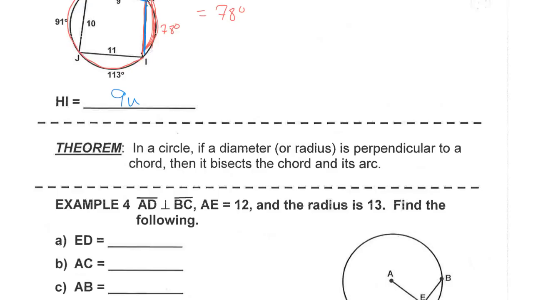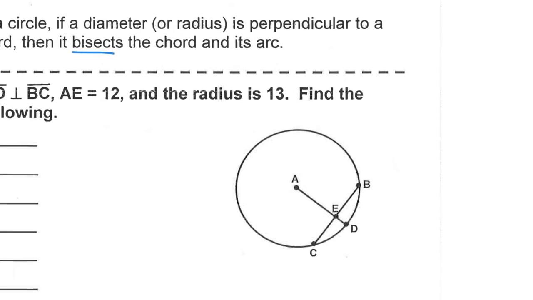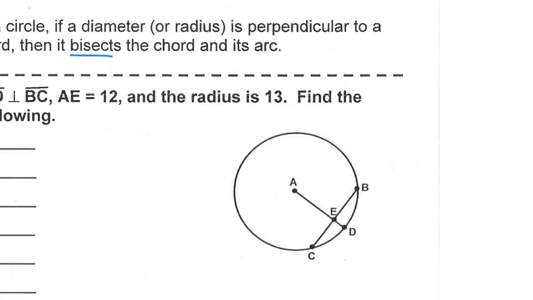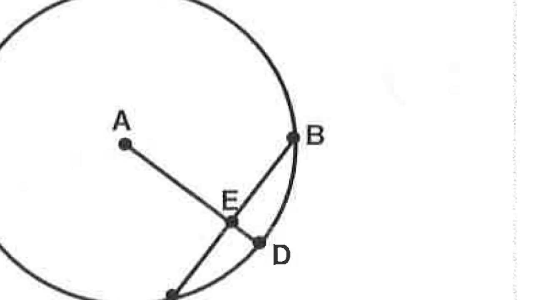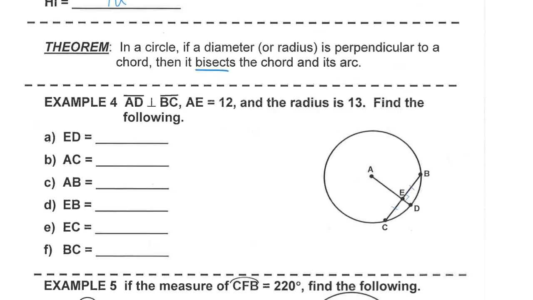In a circle, if a diameter or radius is perpendicular to a chord, then it bisects the chord and its arc. So if I look at this one, I've got a radius cutting into a chord perpendicularly, so that means it cuts these in half, okay? I think answering the next question is a lot easier if you just start filling out the circle and coming back to it in a second.